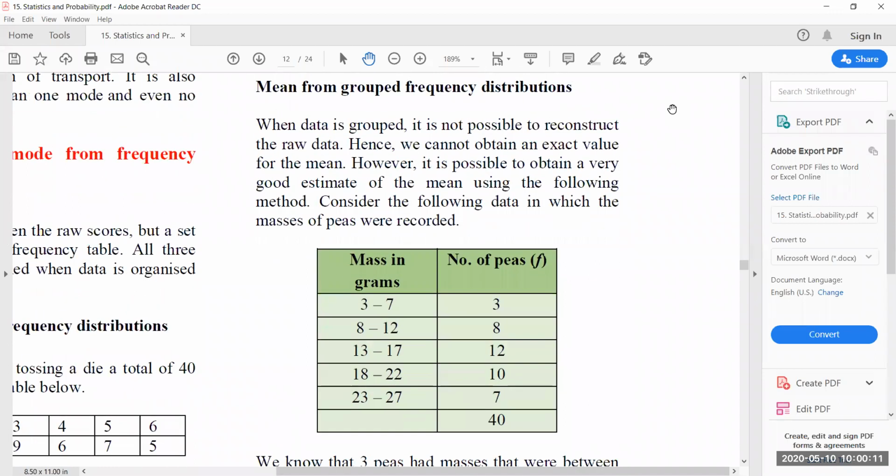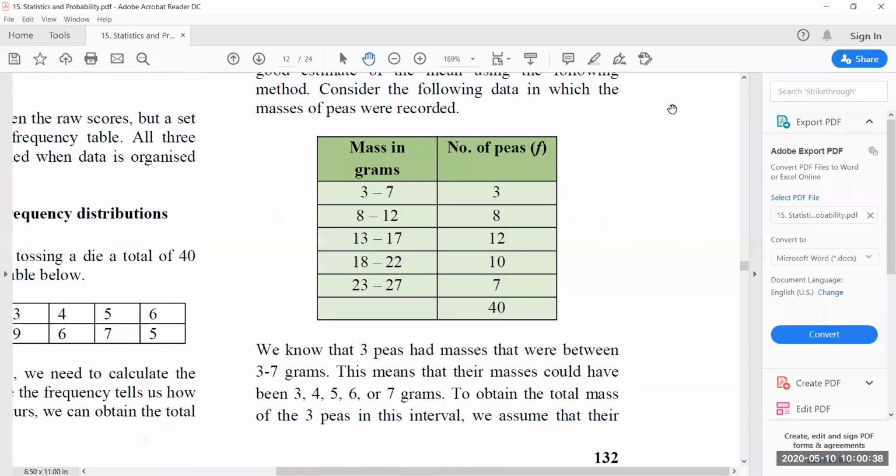The mean from grouped frequency distributions. When data is grouped, it is not possible to reconstruct the raw data. Hence, we cannot obtain the exact value for the mean. However, it is possible to obtain a very good estimate of the mean using the following method. Consider the following data in which the masses of peas were recorded. The mass of 3 peas is between 3 to 7 grams. The mass of 8 peas is between 8 to 12 grams. Of 12 peas, between 13 to 17 grams. Of 10 peas, 18 to 22 grams, and so forth.